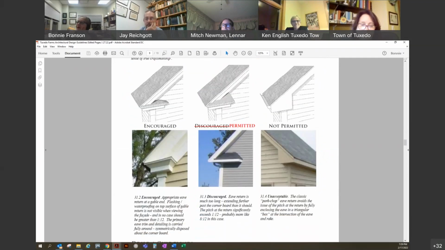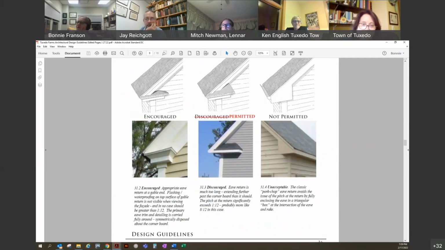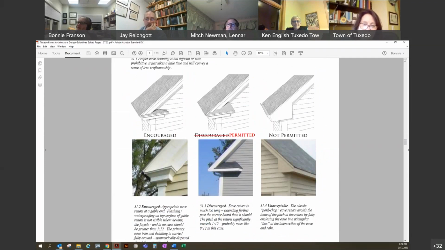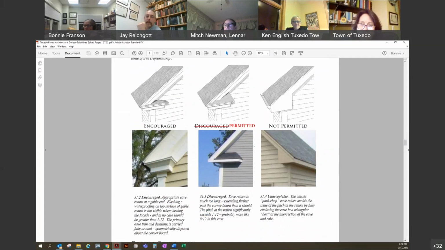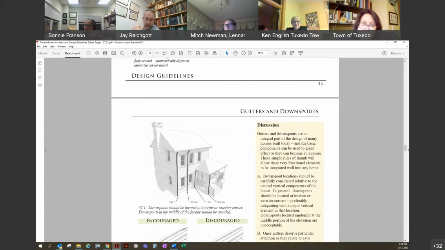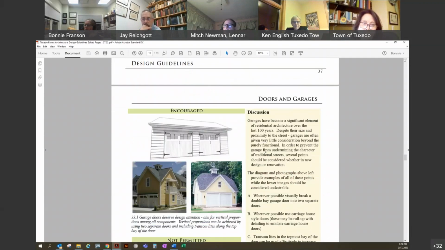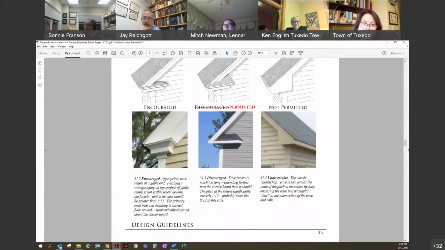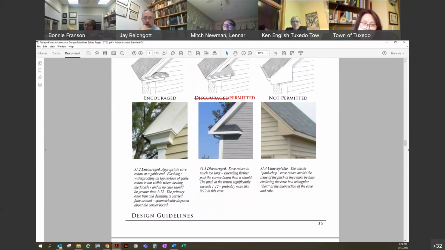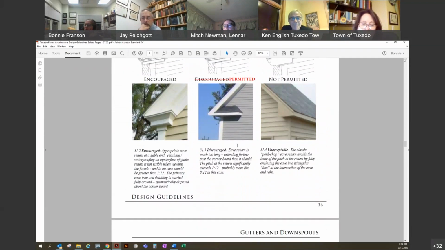Do we want to talk about these returns, the eaves, or do we want to wait until we have more images? We can. Yes, okay. Let's wait on that. I agree. I don't like the pork chop. Isn't that what it calls the pork chop? Yeah, the pork chop. I remember that.